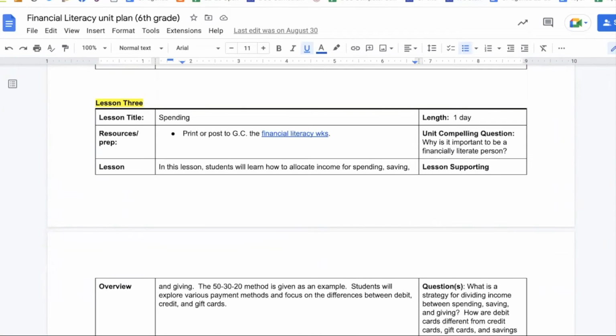Lesson 3 is all about spending. And so we will want the financial literacy worksheet for students to use. This lesson is meant to take 1 day, and students are going to figure out how to allocate income for spending, saving, and giving, focusing on the 50-30-20 method.